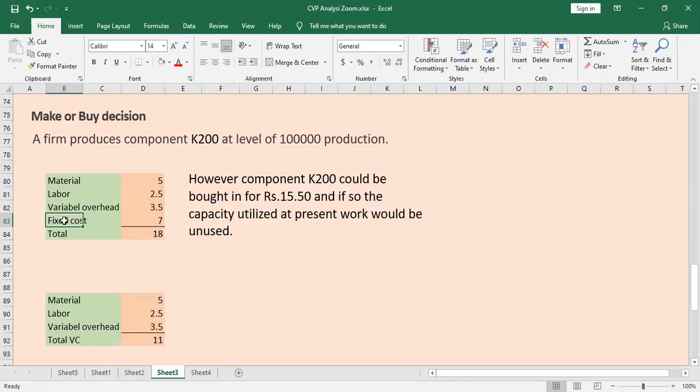Nothing is going to happen with the fixed cost. It will be sitting there doing nothing. So it's a sunk cost. Therefore we should not consider it when it comes to this decision. That is the idea here.